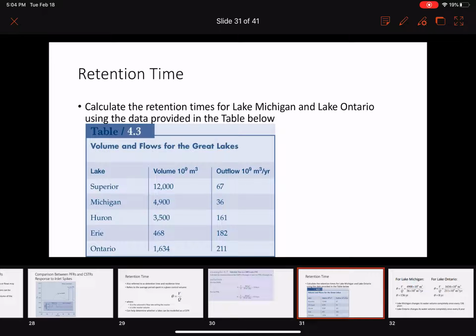Retention time can be different when you compare lakes. These are the big, huge lakes found in the U.S.: Lake Superior, Lake Michigan, Lake Huron, Erie, and Ontario. The volume of each one is given here, 12,000 times 10 to the 9 meter cube and 4,900 times 10 to the 9 meter cube, and you have the volume for each. And of course, you have the outflow, in 10 to the 9 meter cube per year. Okay, let's find out the time. Time is found by dividing volume over Q, and it's going to be in years.